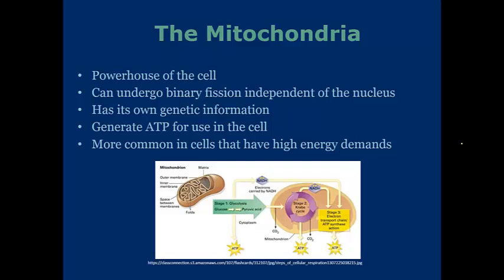This leads a lot of biologists to suggest that mitochondria were bacteria that were consumed by a larger bacteria and self-sustained within the larger bacteria. It generates ATP for use in cells, and it's often more common in cells with higher energy function. So, for example, muscles.